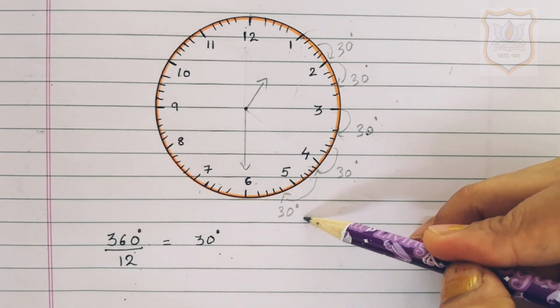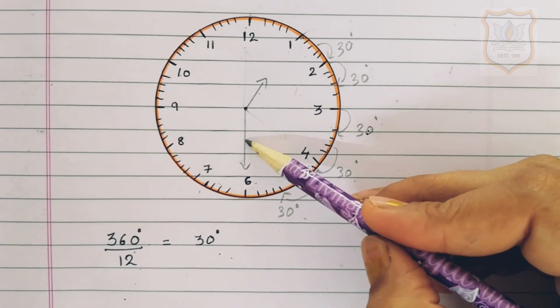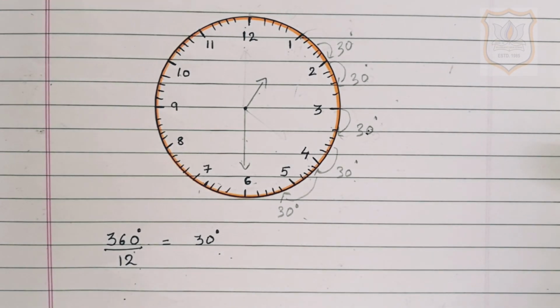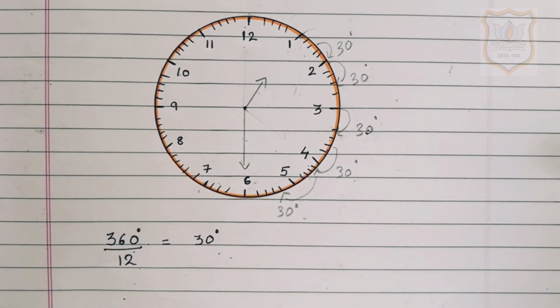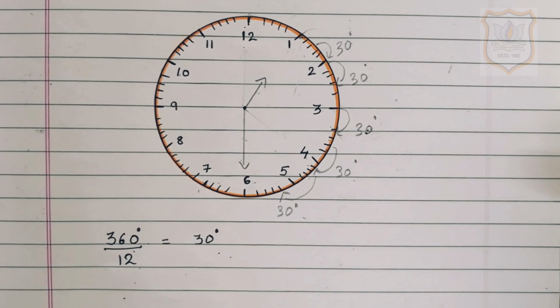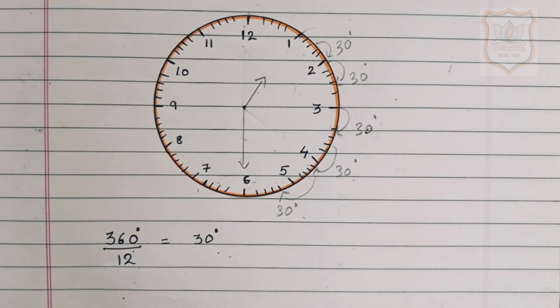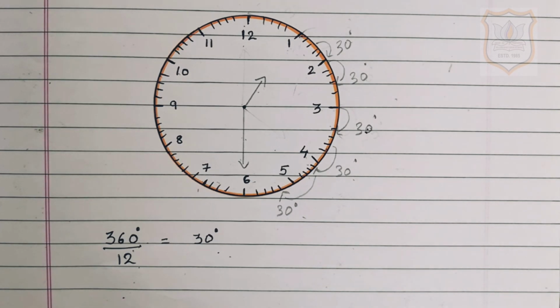So the type of angle formed between the hands of the clock is more than right angle, as it is beyond 90 degree. So the type of angle is more than right angle. In this way, students, you can measure the angle and its type with the help of the hands of the clock.